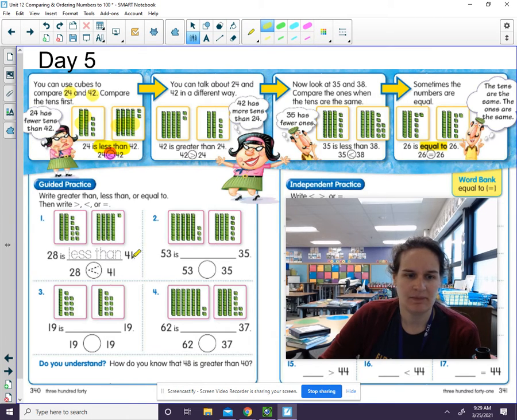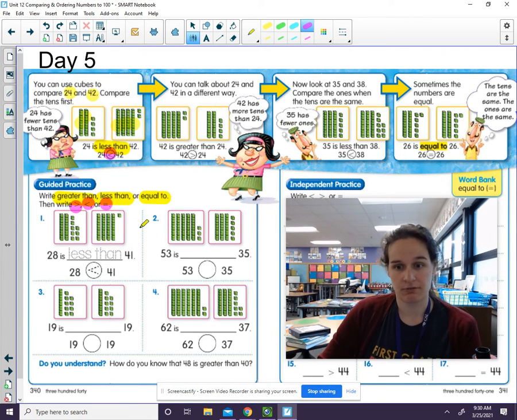So down here, again, it wants us to write greater than, less than, or we'll write equal to. That means they're the exact same number. We'll also use those symbols: the greater than symbol, the less than symbol, and the equals. Let's go ahead and look at this first example here.